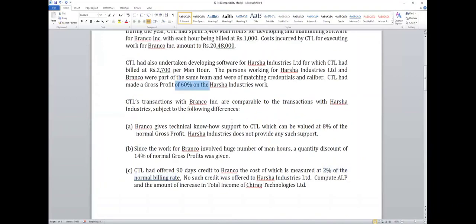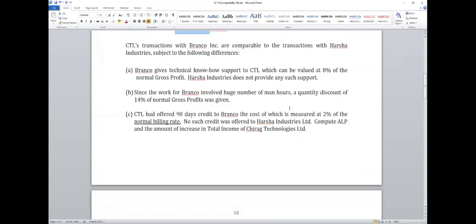Normal GP னா என்ன பண்ணிருப்பேன்? 60 into 2%, 1.2 I would have added. ஆனா இதுல வந்து it is not on the normal GP. It is only normal billing rate. Billing rate வந்து நான் என்ன அமௌண்ட் பில் பண்றேன், அதுல எனக்கு 2% is my cost of credit. 90 days credit கொடுக்கறேன் இல்லையா, அதுல என்னோட 2% of the normal billing rate எனக்கு profit affect ஆகும்.